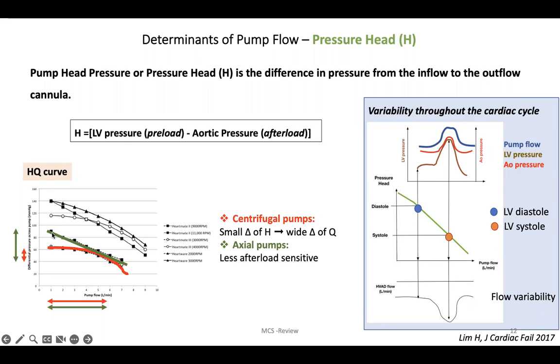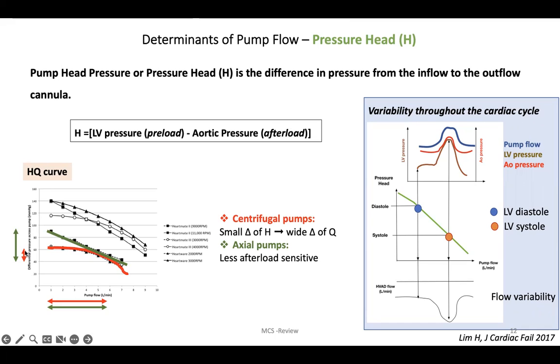On the red line here, you have the HQ curve of the HeartMate 3, and as you can see, the first part of the curve is almost flat, and then it dips on the second part. So for low flow, you have an almost flat line, and as the flow goes up on the pump, you have a deeper slope. So it's a curved line. And so basically, what does it say?